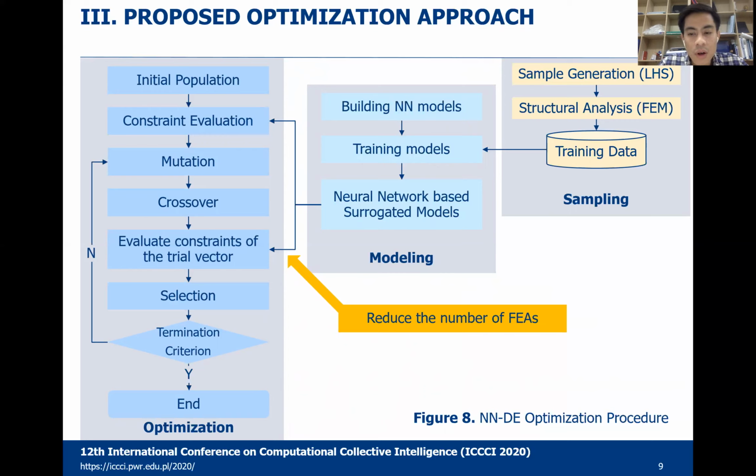The second phase focuses on constructing an accurate neural network model. After selecting the suitable architecture, the model is trained with the dataset obtained from the sampling phase. The neural network model that is already trained will be used to evaluate the design constraints in the optimization phase.